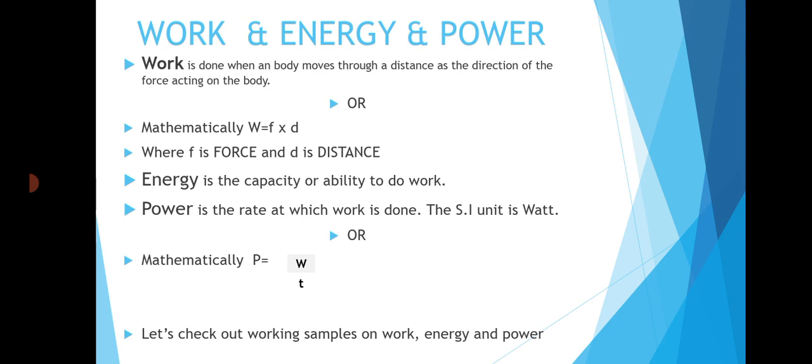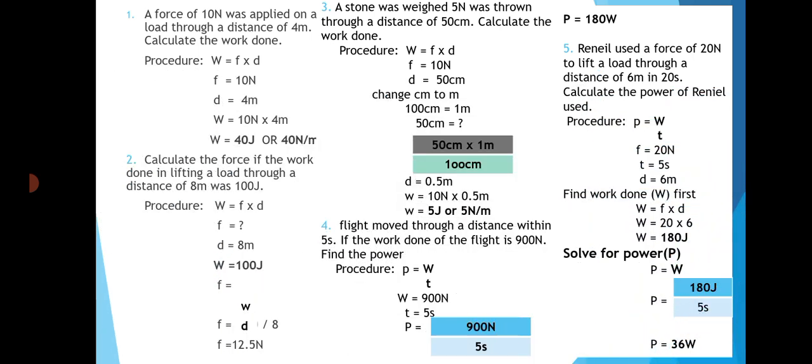Power is the rate at which work is done. The SI unit is watt. Or mathematically, P is equal to W over T. So at all times for power, there is respect to time. The work was done, but at which time? Let's take note of it. Now let's check out worked examples on work, energy, and power. An interesting one. Let's go.